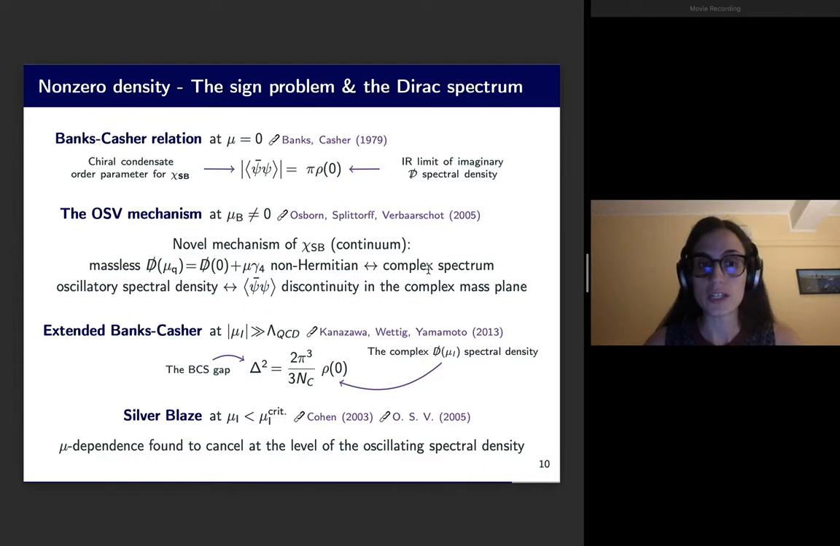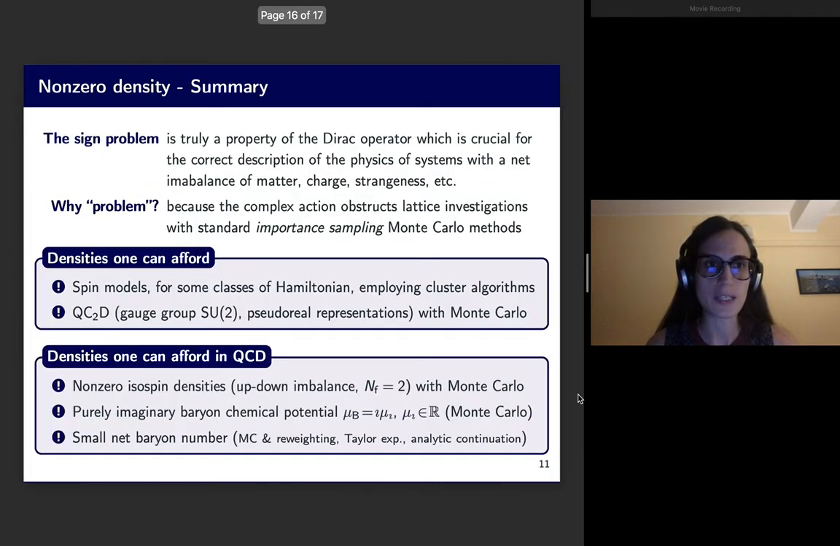And also Silver Blaze is something we should mention in this context, in the sense that what Silver Blaze means in terms of the Dirac spectrum is that the spectrum itself has a mu dependence that cancels out in order to ensure that the physics is independent from mu at T equals 0 for as long as mu is lower than the critical values. And this mu dependence was found to cancel also at the level of the oscillating spectral density, and I'm quoting the two relevant papers also in this case.